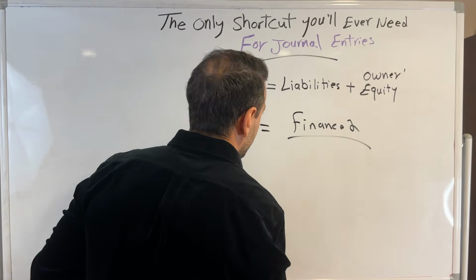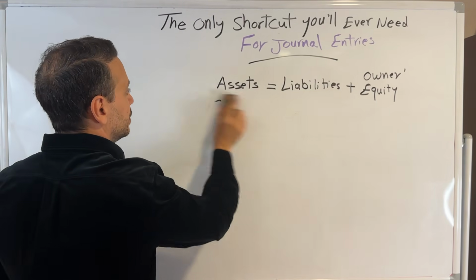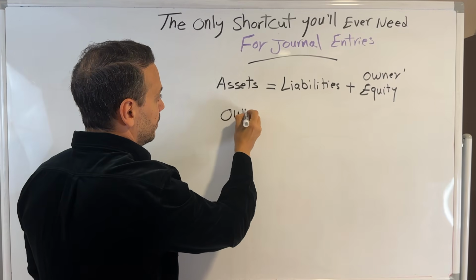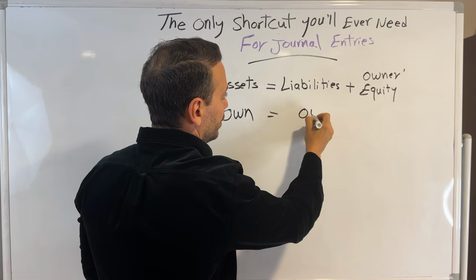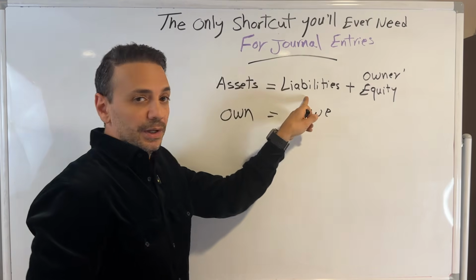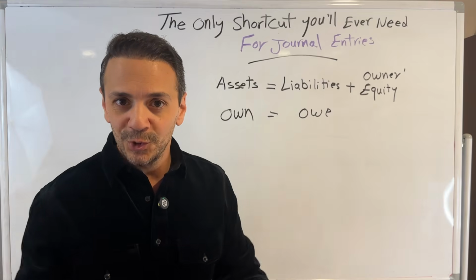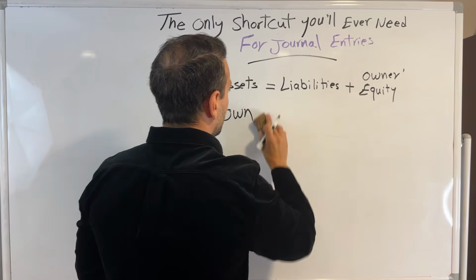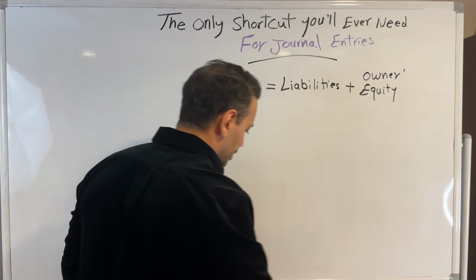So what we're saying is that everything that we own in the business equals the stuff that we owe, right? So everything that we own, the assets, is always going to be equal to the stuff that we owe. We owe liabilities to third parties, and we owe owners' equity to whom? To the owners, of course. Okay, so this is what the accounting equation means. Now, let's use that to come up with our debits and credits.